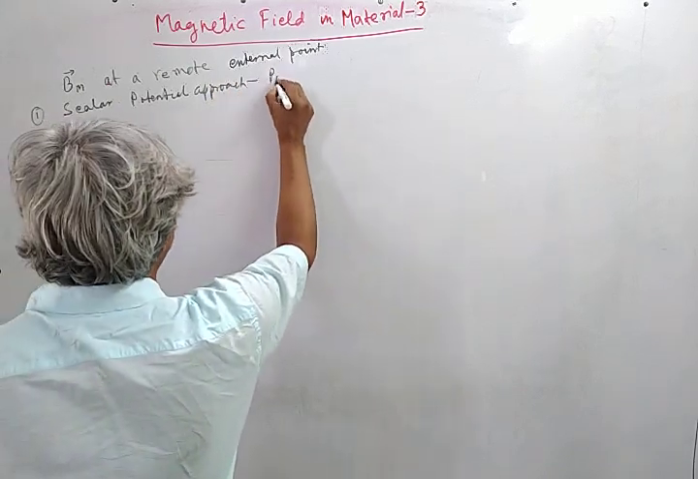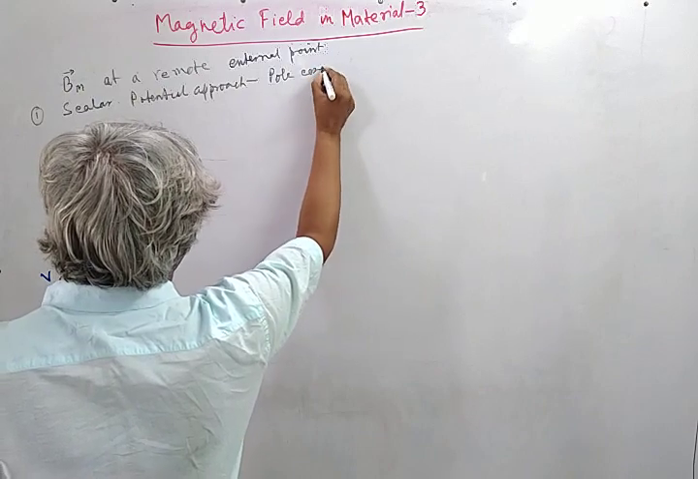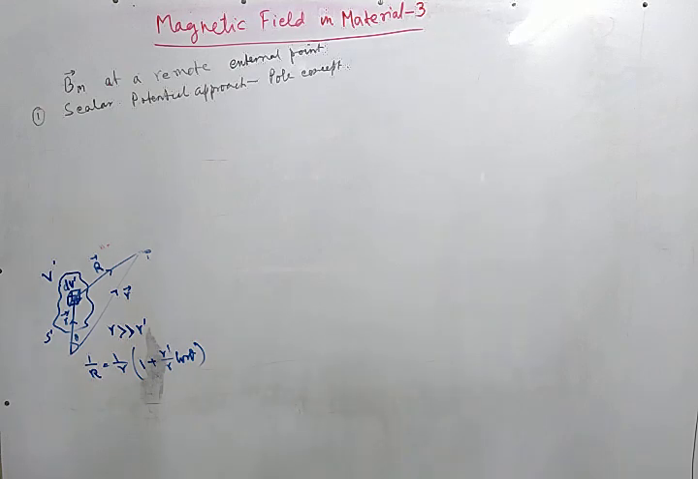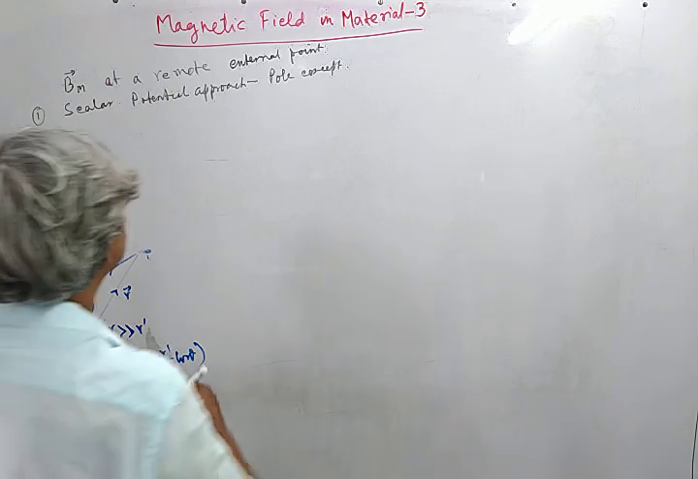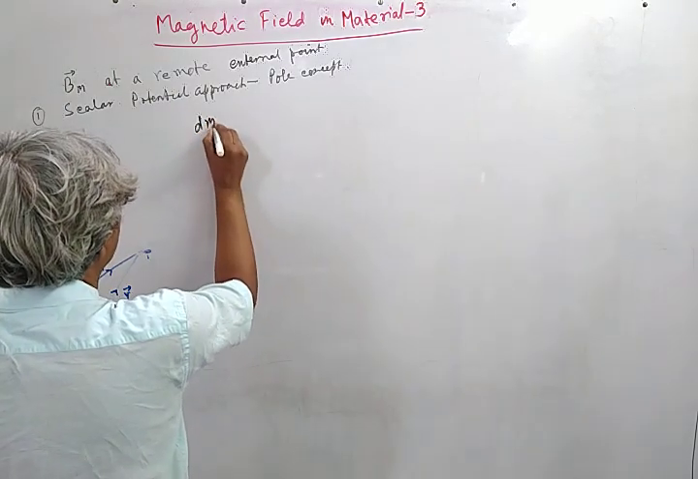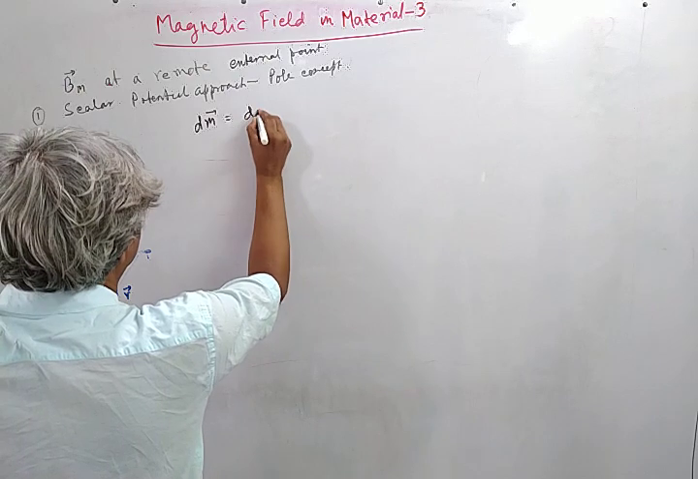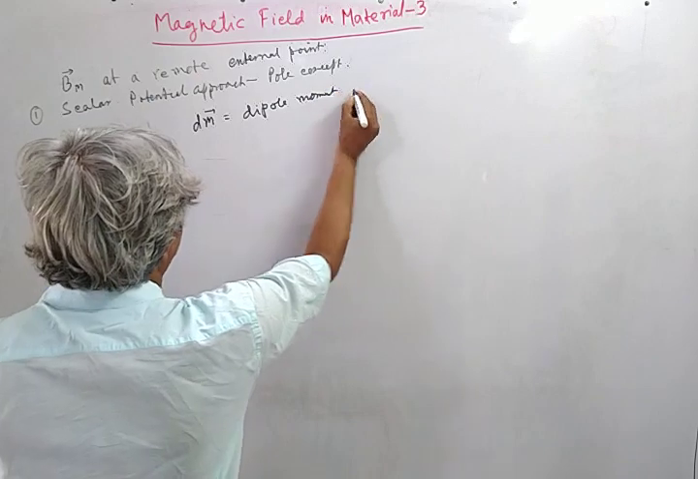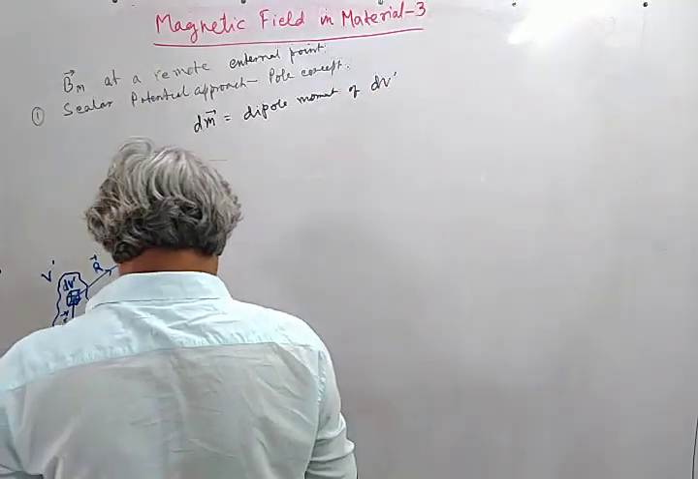Pole concept. So the situation is this: the dipole moment of the volume dV can be calculated like that. So this is dm is equal to the dipole moment of delta V prime.